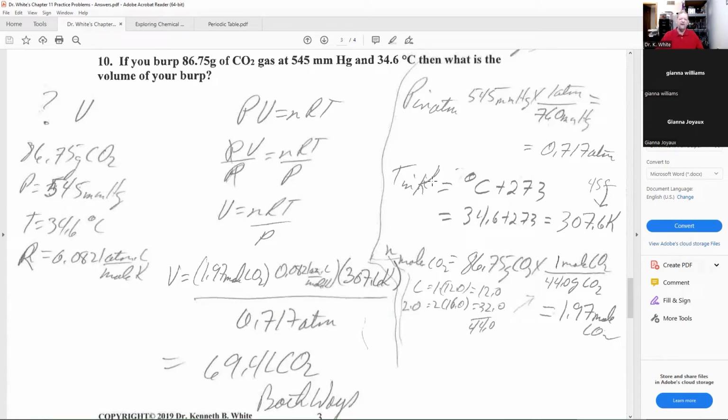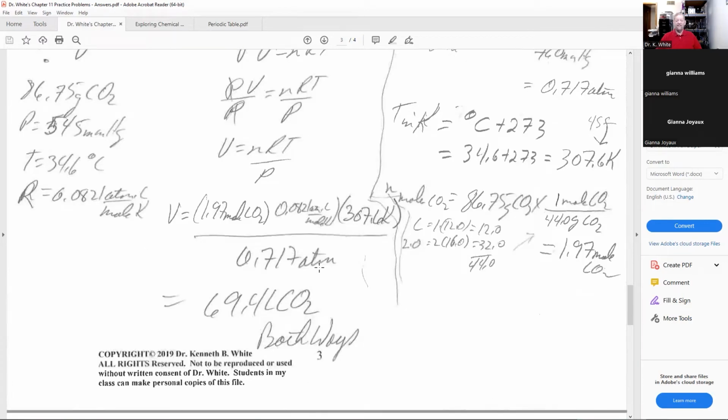Now that we put pressure, temperature, and moles into the right units, we can put them in. V equals nRT divided by P. N, the number of moles. R, well, you're given that, and you'll be given that important information. 0.021 atmospheres liter mole K. Kelvin, temperature in Kelvin. And finally, pressure in atmospheres.